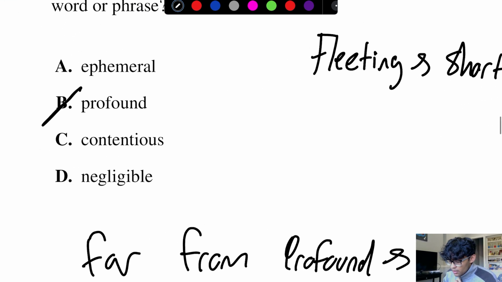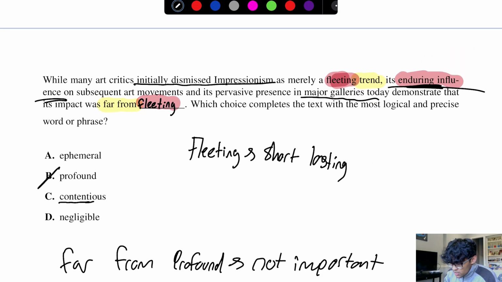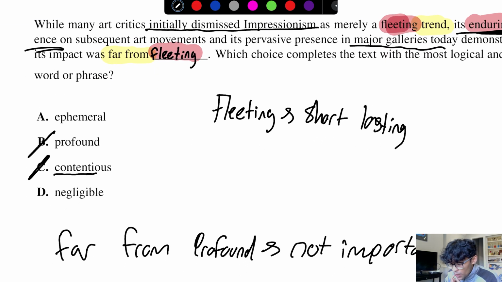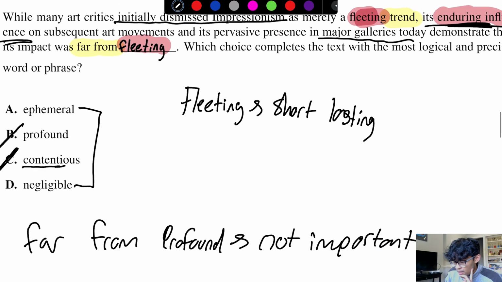Contentious means like to argue because I see contention. So, it's contending with something. I mean, impressionism isn't really being compared against anything else. It's not really contending with something. It was far from contending. Yeah, that doesn't really make much sense. C is definitely wrong. It doesn't really match with fleeting either. Negligible. So negligible can make sense. So I'd say it's definitely between A or D, right?